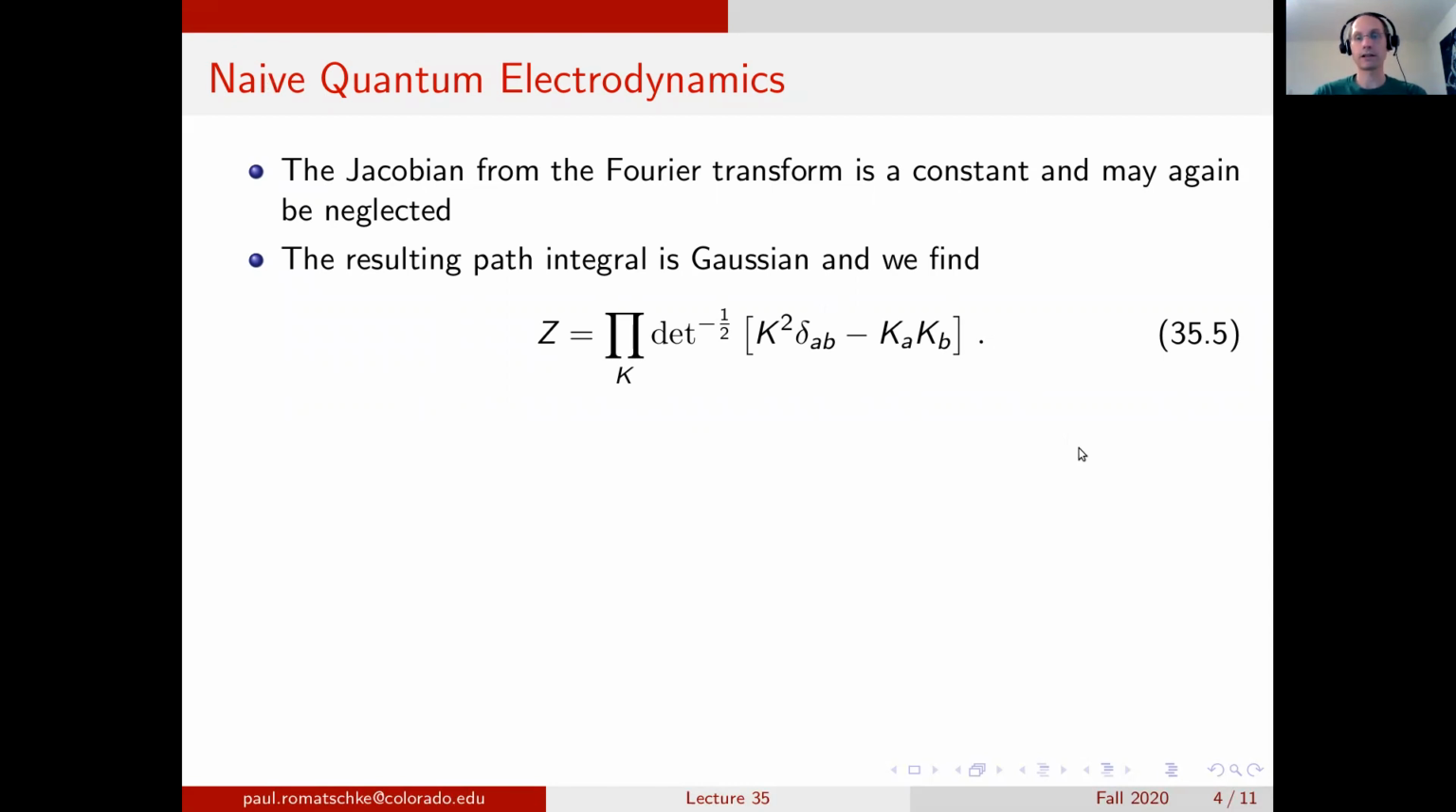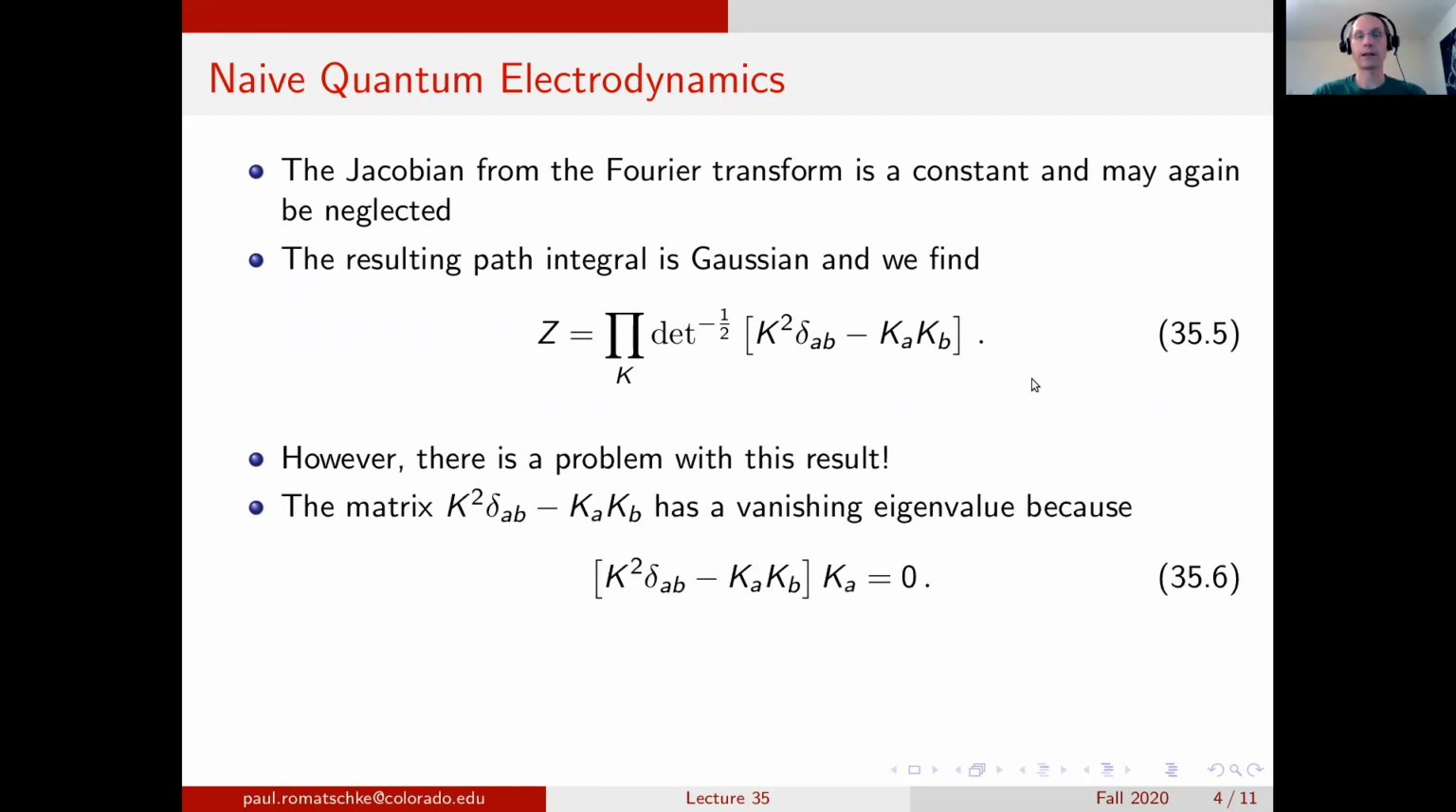So in principle, that's a well-defined result. There's only one problem with this. The problem with this result is that if we look at this action, if we look at the matrix that we have to take the determinant of, this matrix has a vanishing eigenvalue.